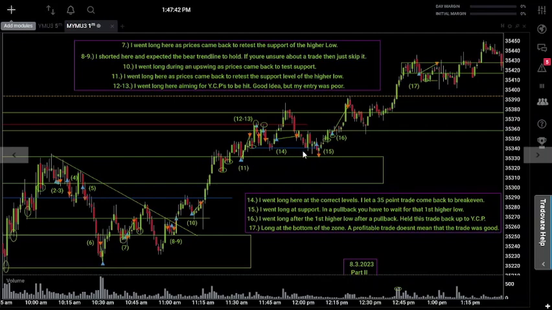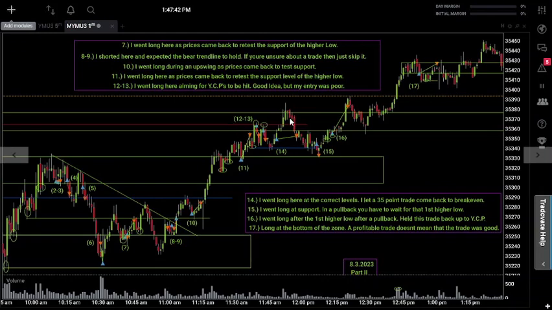Here we go. Okay, let's look at trade number 15 from August the 3rd this year. So notice how up until this point we had a downtrend that started from around 10 o'clock, pushed down to the bottom of the zone. From that point forward, the uptrend started back.